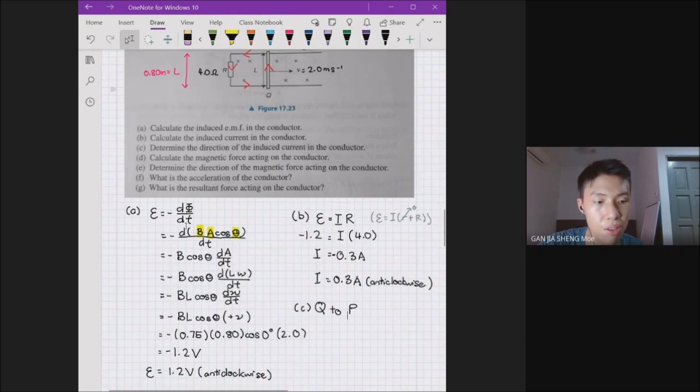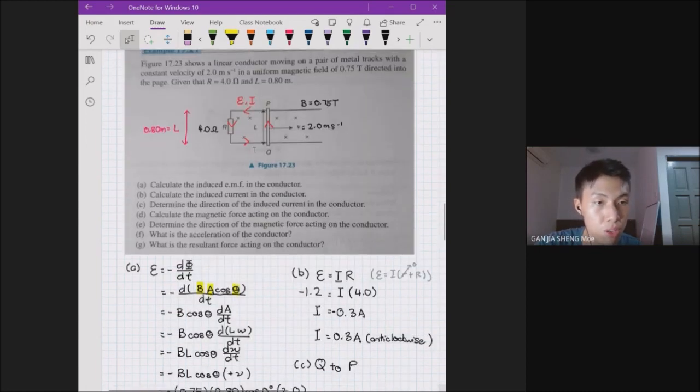If you follow these equations closely and you substitute and check the sign properly, then the answer here will tell you the direction of the loop. If you draw the direction of the loop, then you will know the direction of the current that flows through the linear conductor. In this case, it's flowing upwards, so it's from Q to P.